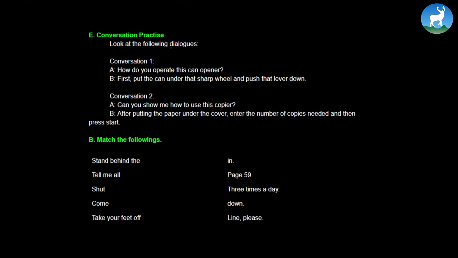Now, conversation. Look at the following dialogues. Conversation 1. How do you operate this can opener? B: First put the can under that sharp wheel and push that lever down. Conversation 2. Can you show me how to use this copier? After putting the paper under the cover, enter the number of copies needed and then press start. Just a simple instruction has been given on how to operate a copier, and how to open a can.